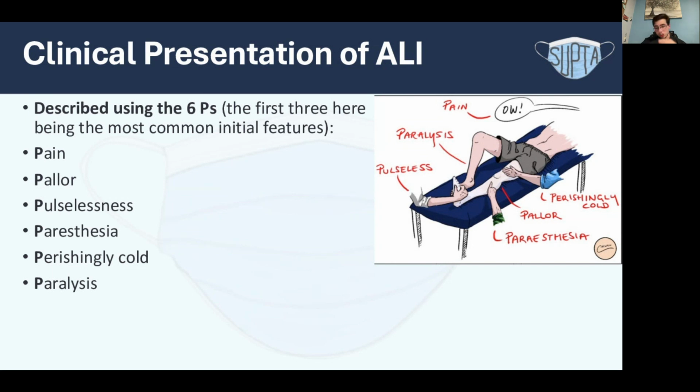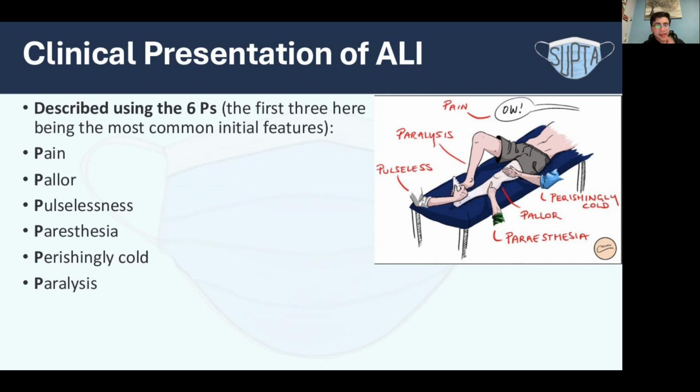That's a good way of remembering it anyway. The picture on the right I got from Teach Me Surgery, which goes through the 6 Ps quite well. I've put the 6 Ps in this order because the first 3 are the most common initial features. Just to point out, because this is a misconception that I had before, not all of them have to be present to make it acute limb ischemia.